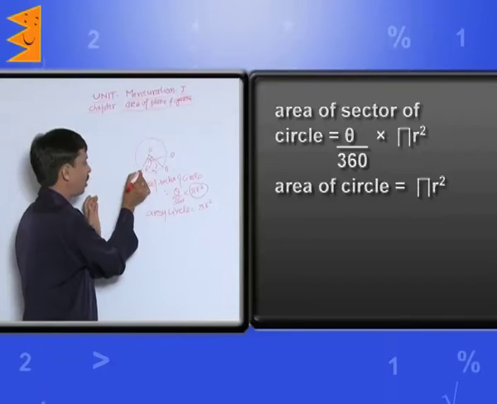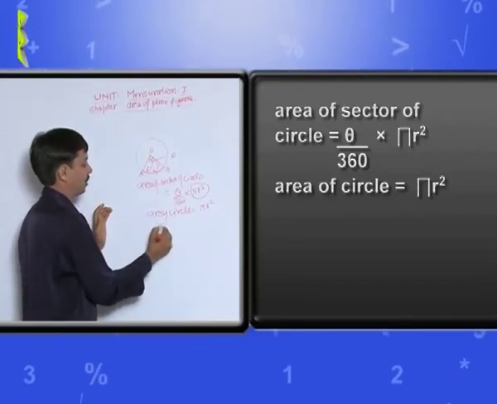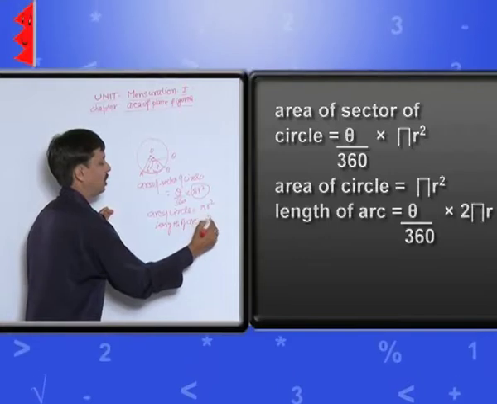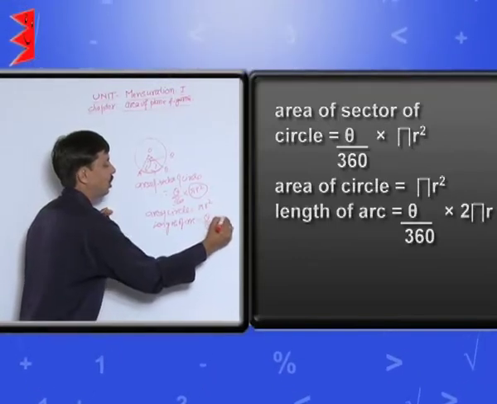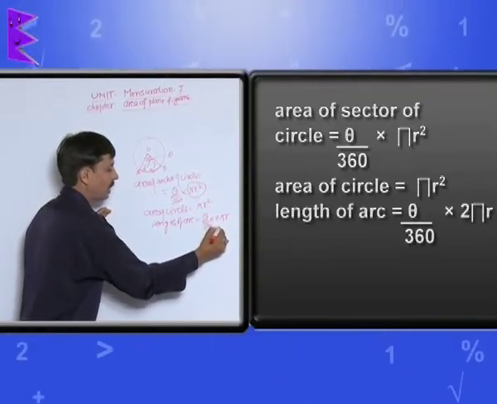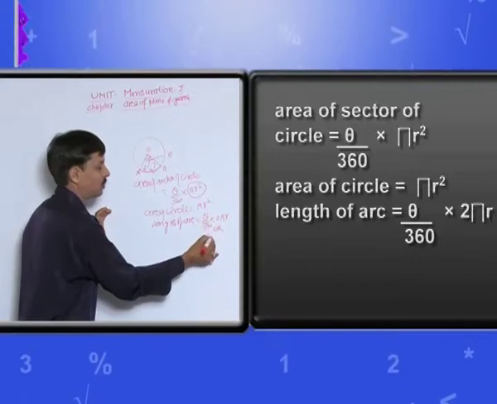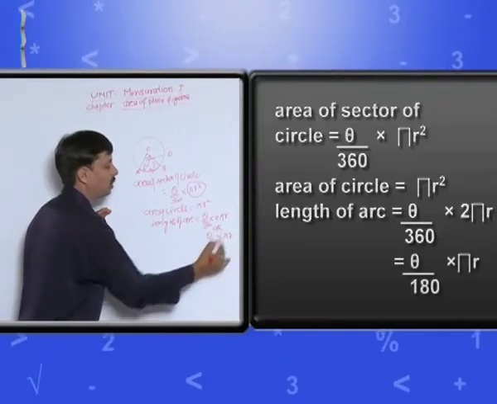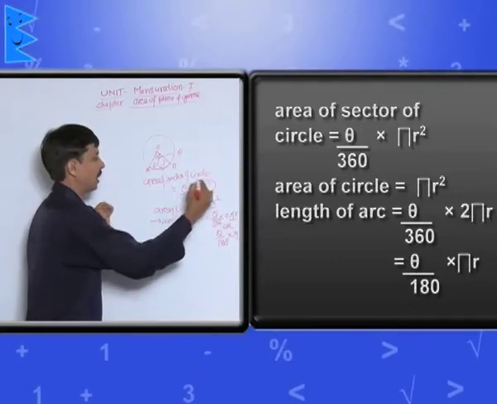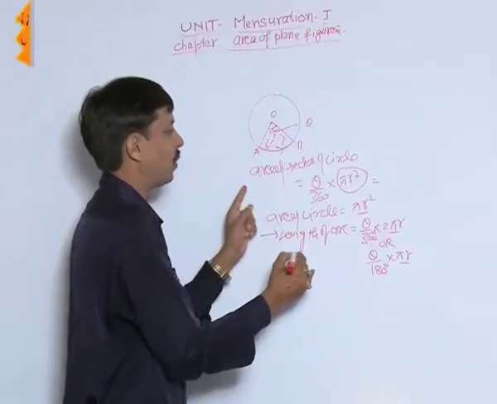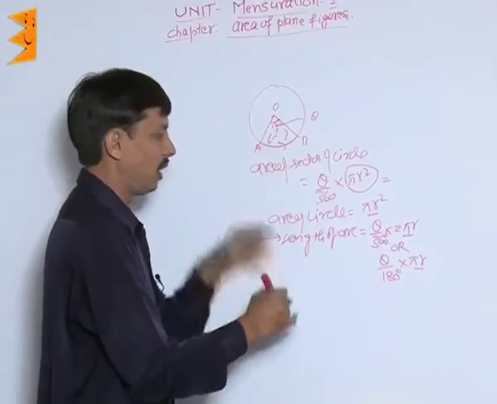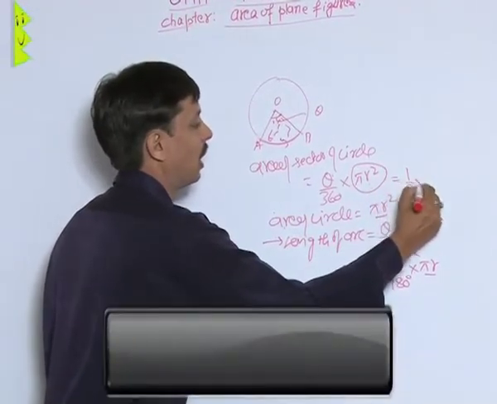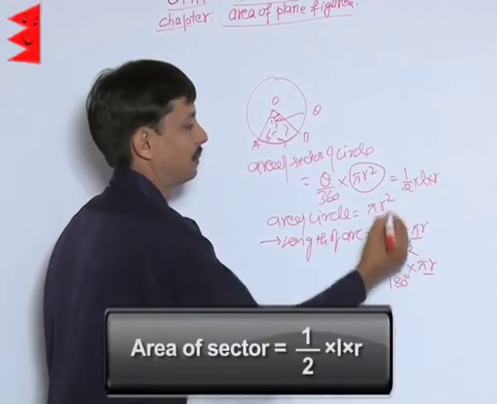In case you want to find the length of an arc, the formula for calculating the length of the arc is theta upon 360 into 2 pi r, or, since 2 will cancel 360, we get the result in the simplest form, theta upon 180 degrees into pi r. Suppose someone asks you what is the area of a sector if the length of the arc and the radius are given, the formula is half into L into R.